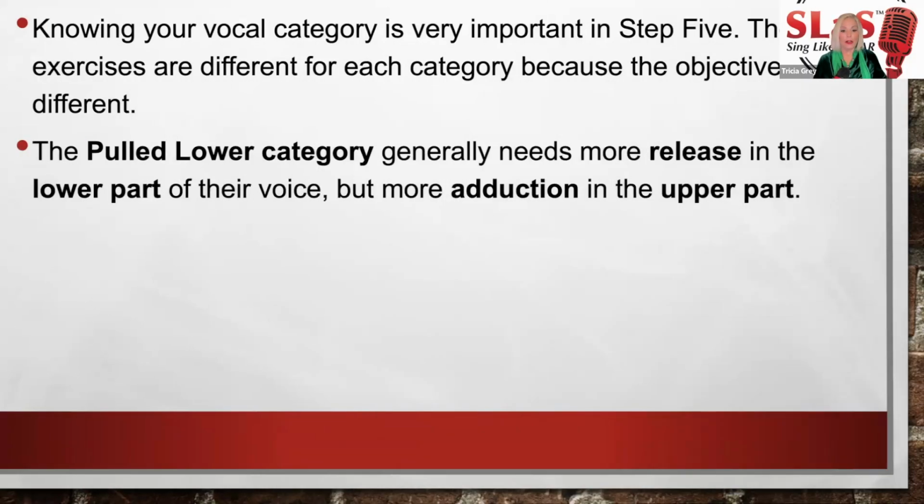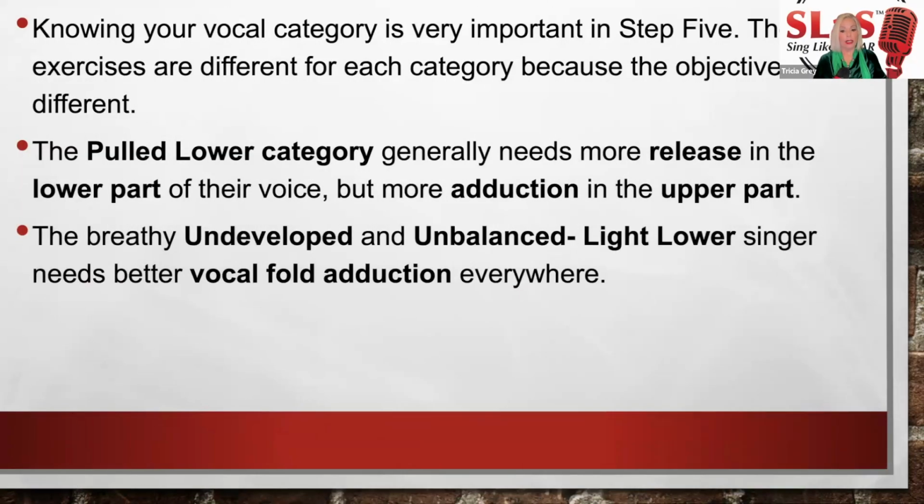The pulled lower category generally needs more release in the lower part of their voice, but more adduction in the upper part. The breathy, undeveloped, and unbalanced light lower singer needs better vocal fold adduction everywhere.